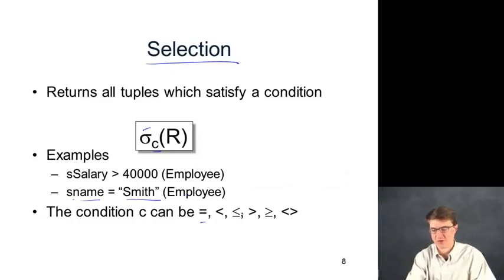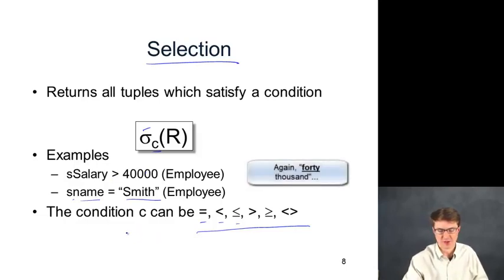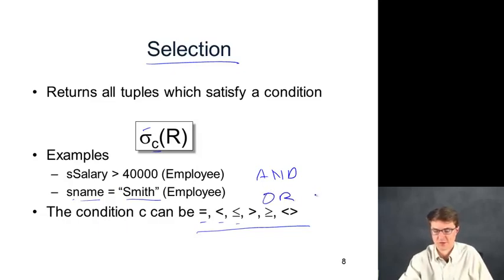The condition C can involve equals, less than, greater than, and so on. But it can be more than this. It can be any sort of Boolean expression. And in fact, as we'll see in a segment or two, it can be any arbitrary function that returns a Boolean value. So it doesn't necessarily have to be just A less than B or A equals B. It could be some complicated function. But between some complicated user-defined function and a simple condition like salary greater than 4,000, you can have arbitrary Boolean expressions. So you could have conjunctions. You could say where salary is greater than 4,000 and S name equals Smith. And of course you can say or, and you can say not. All of these are legal.